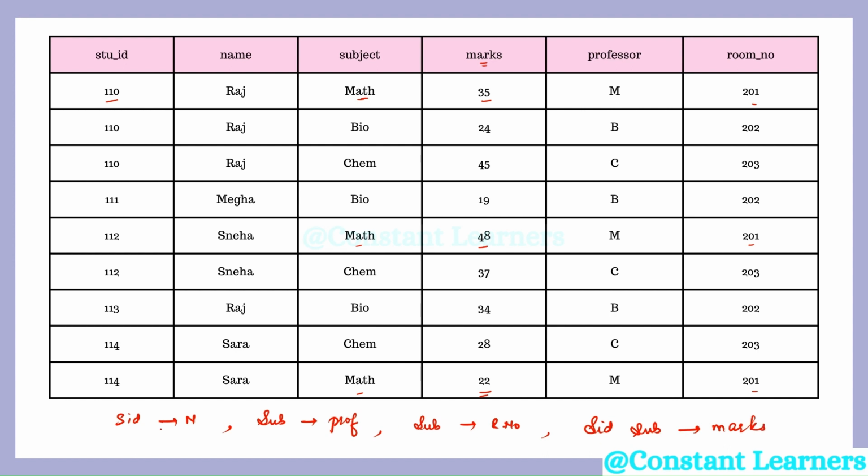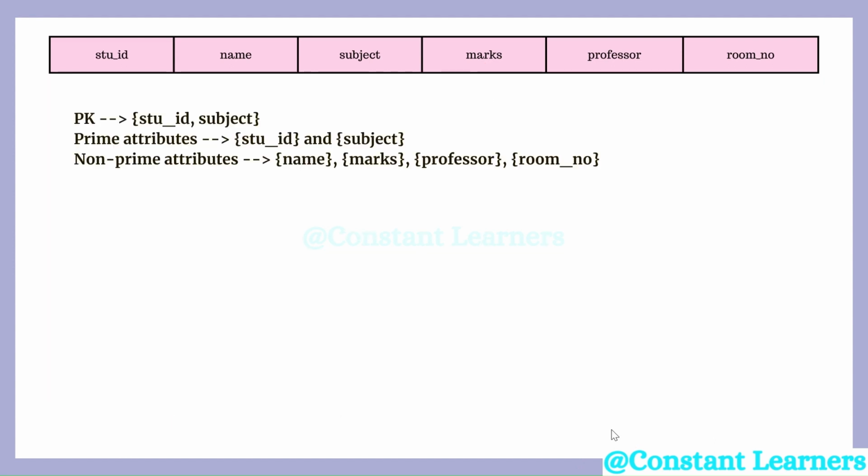So these are all the functional dependencies here. Now if we find the attribute closure of this column, we will identify that student ID and subject is the primary key, or we can say the candidate key in this case. So our primary key is student ID and subject. Then prime attributes will also be student ID and subject. Then the non-prime attributes will be name, marks, professor and room number. These four are the non-prime attributes, right?